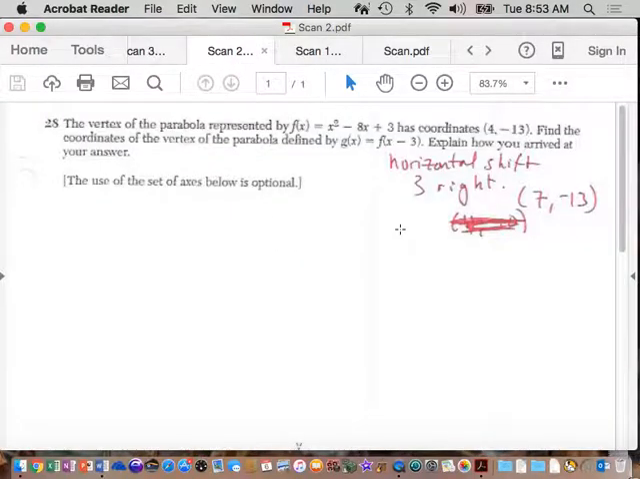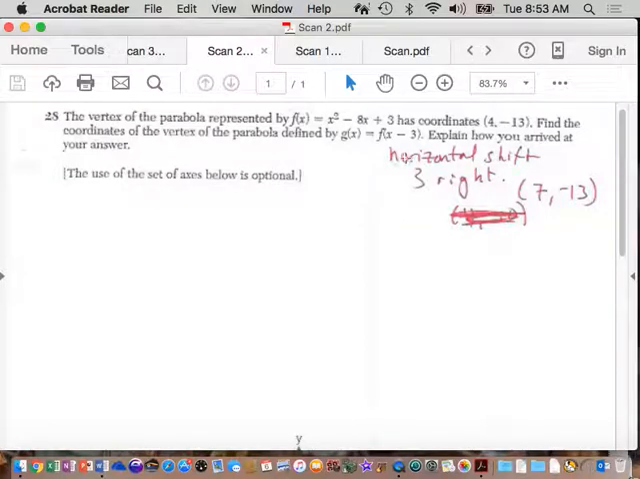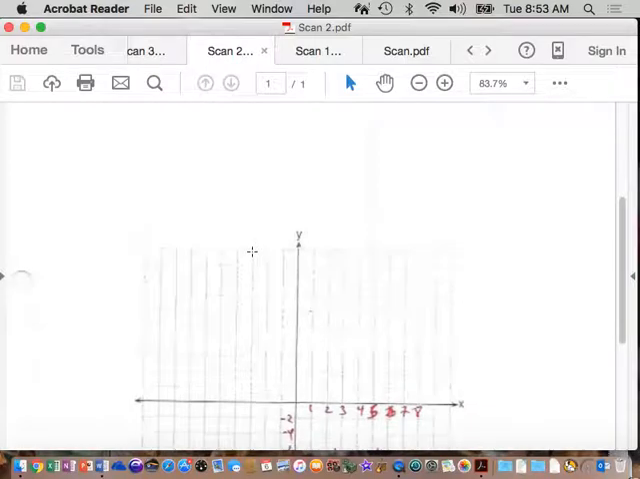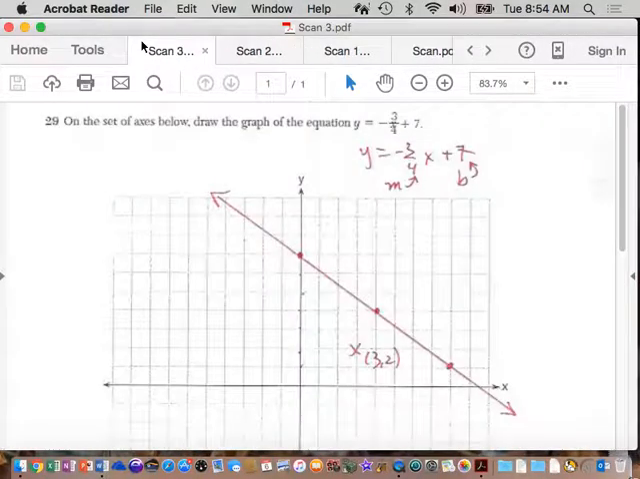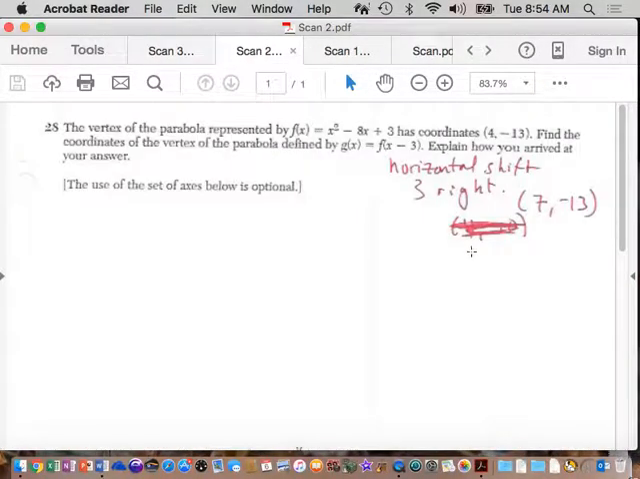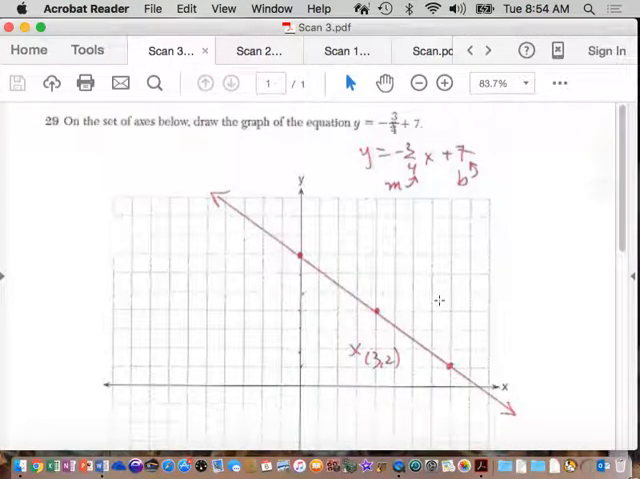All right. So next, horizontal shift 3 to the right. It says explain, so you got to explain. Now you can explain by graphing both of them, or you could just say to yourself, look, I recognize that it's in the parentheses, so it's horizontal shift, and it means go 3 to the right, so it's 7, negative 13. Again, mark your paper accordingly. Now, graph the line, which I did, and the point is not on the line.